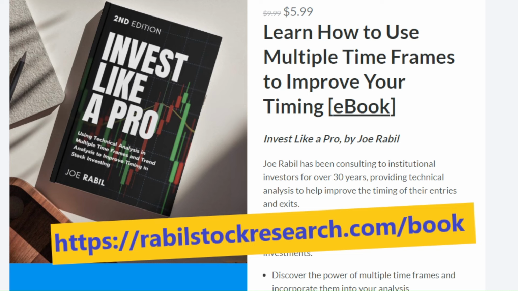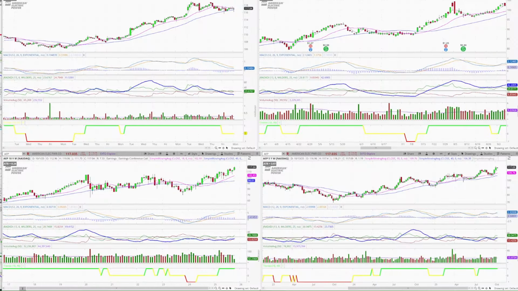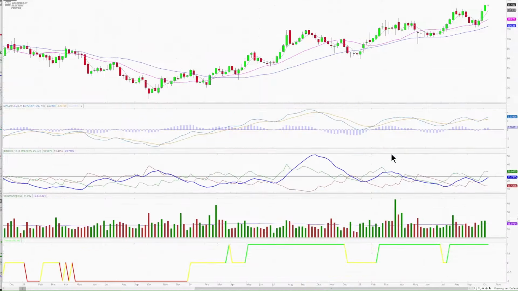Okay, the first stock I have is AEP, American Electric Power. Utilities sometimes can really be nice trading stocks, especially if you're just looking for swing trades on either a daily chart or a weekly. But I want to show this weekly chart. I'm going to expand this.